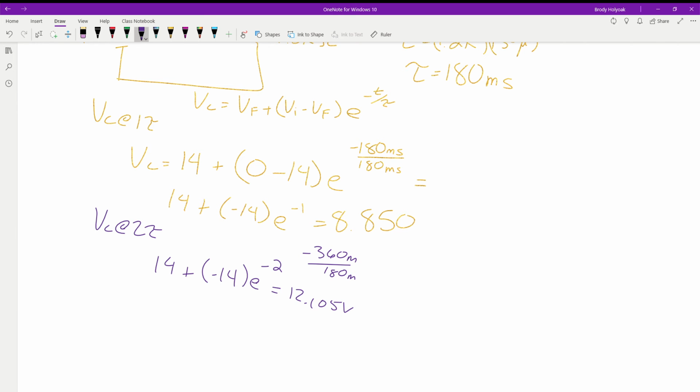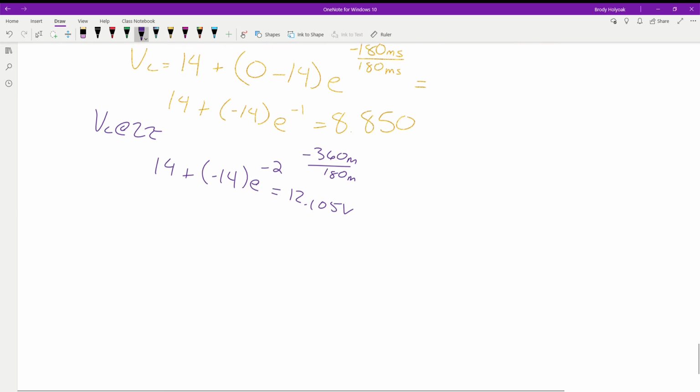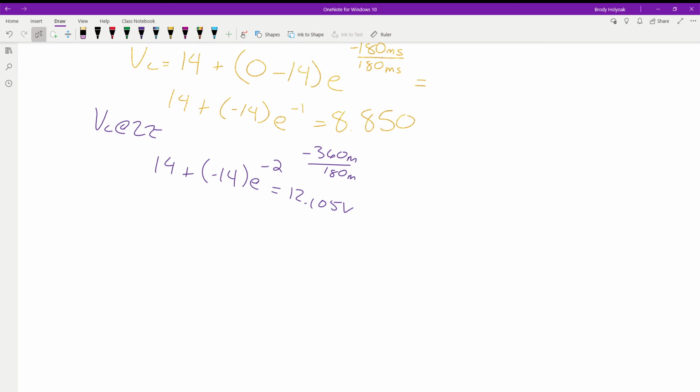we get 12.105 volts. When we have 12.105 volts, anybody have a problem with that? Okay, we move to 3 tau.